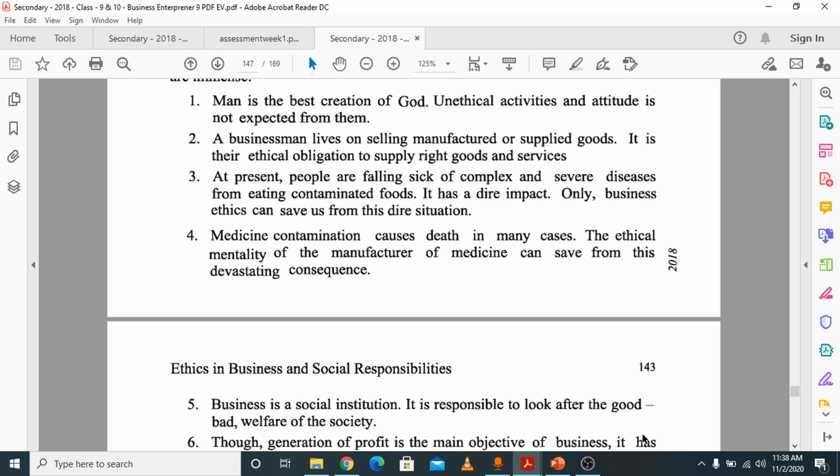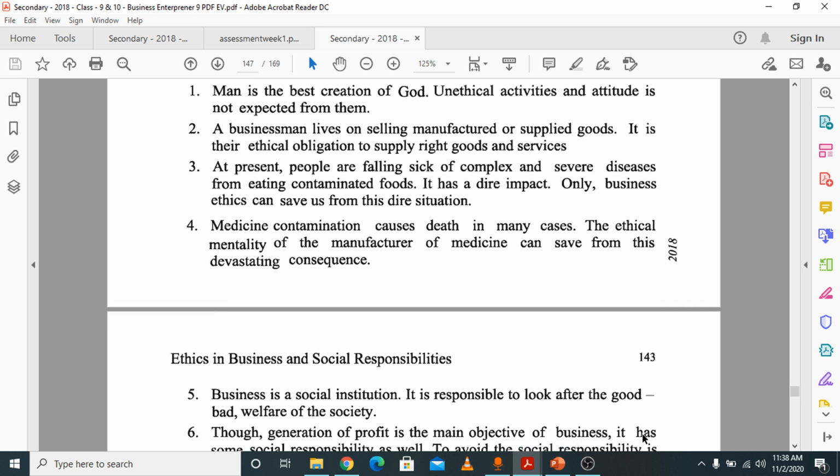At present, people are falling sick of complex and severe diseases from eating contaminated foods. It has a dire impact. Only business ethics can save us from this dire situation. That means if you want to get free from contaminated foods, the businessman should be ethical, or should practice ethics in their business.